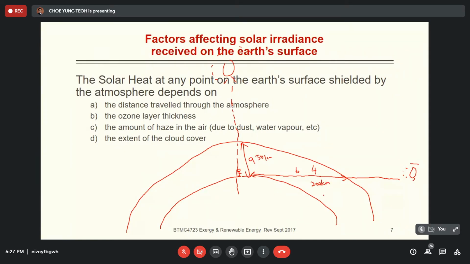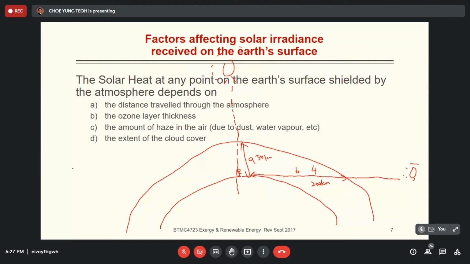Okay, so when the distance traveled through the atmosphere is longer, it means that you get more filtered. The atmosphere is like a filter. It will filter out the amount of sunlight received on the Earth's surface. So in the morning we receive less solar irradiance, or less sunlight. But at solar noon, it will be the hottest.